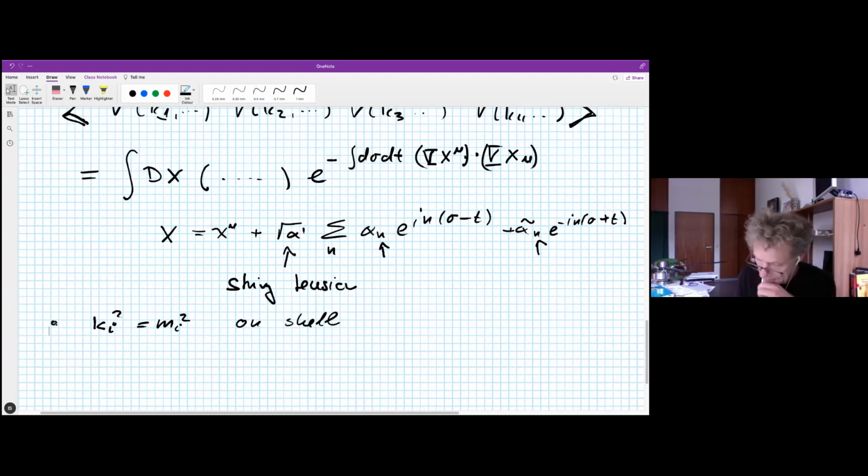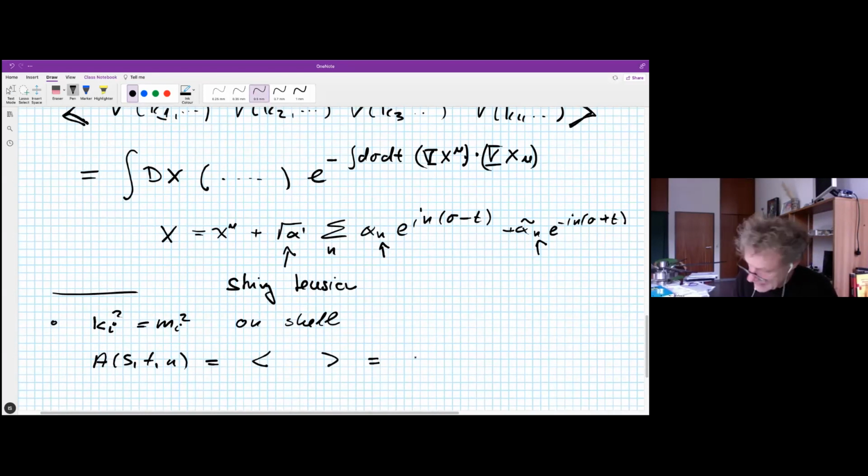So that's one thing. And the other thing is that this amplitude which you get in this way, the one which I computed, A of S, T, and U, which I wrote as this expectation value of these V's, turns out to be, again, the sum over all channels, the S plus T plus U channel.